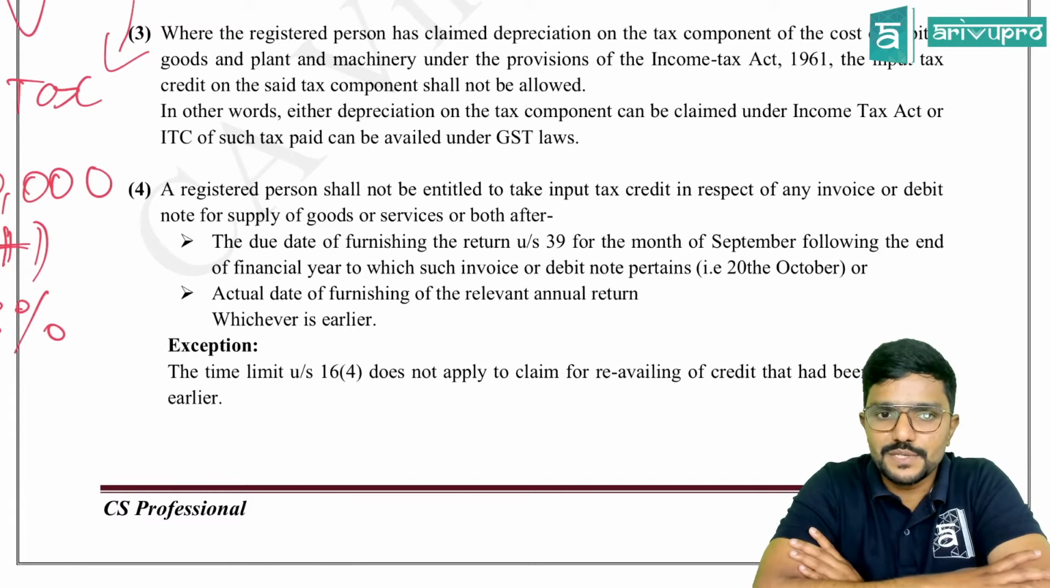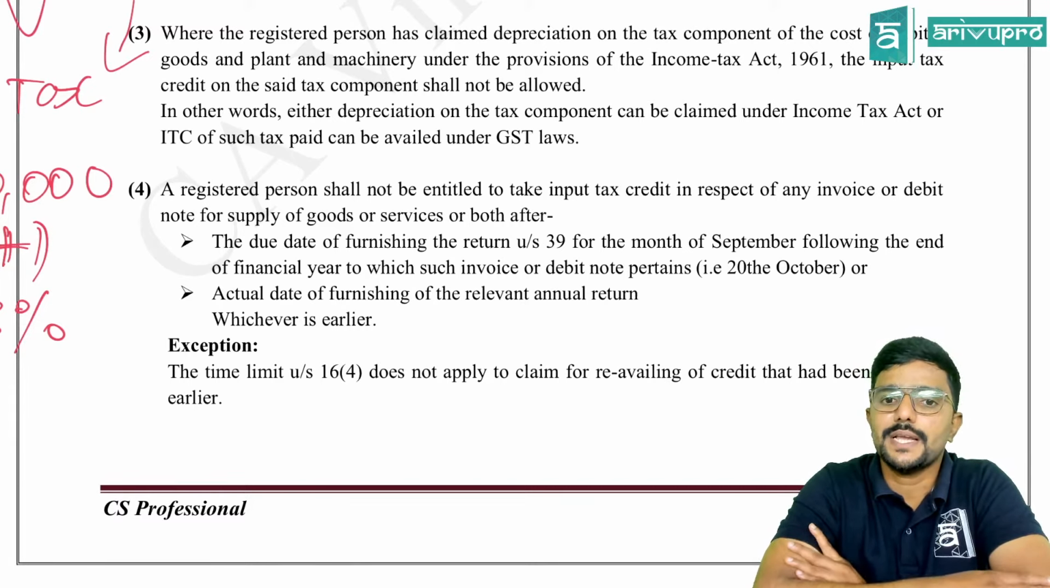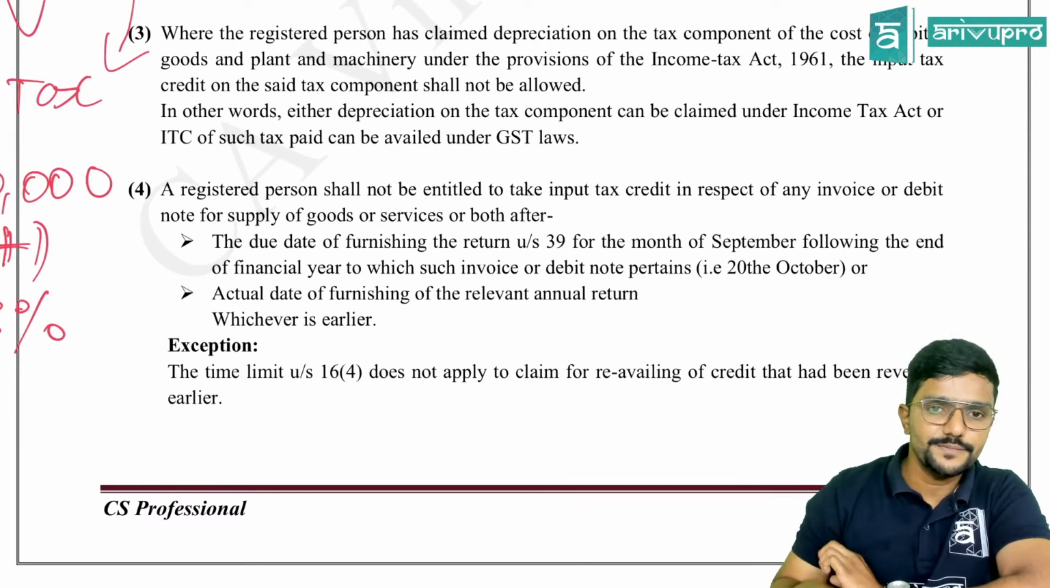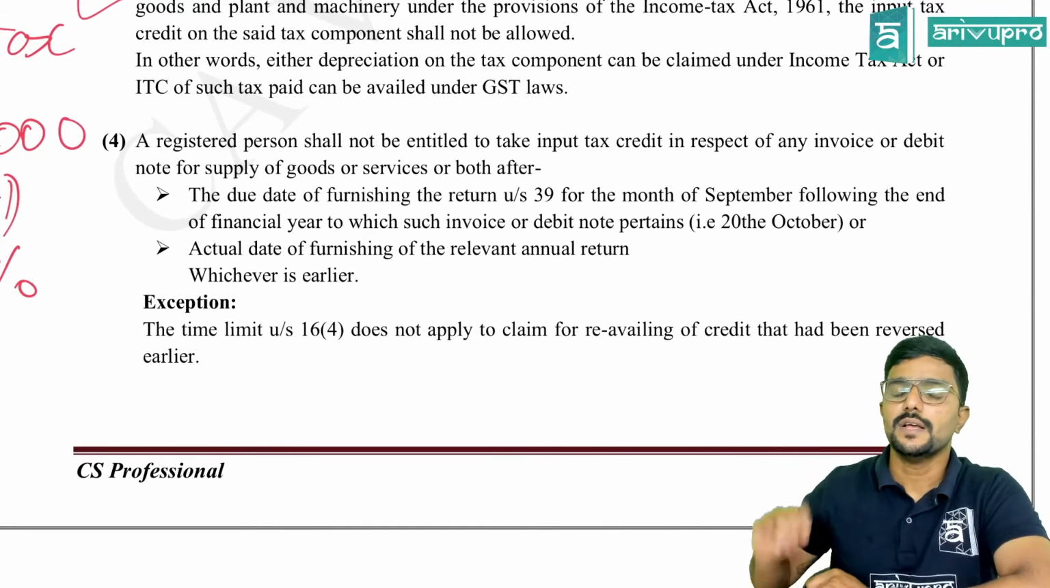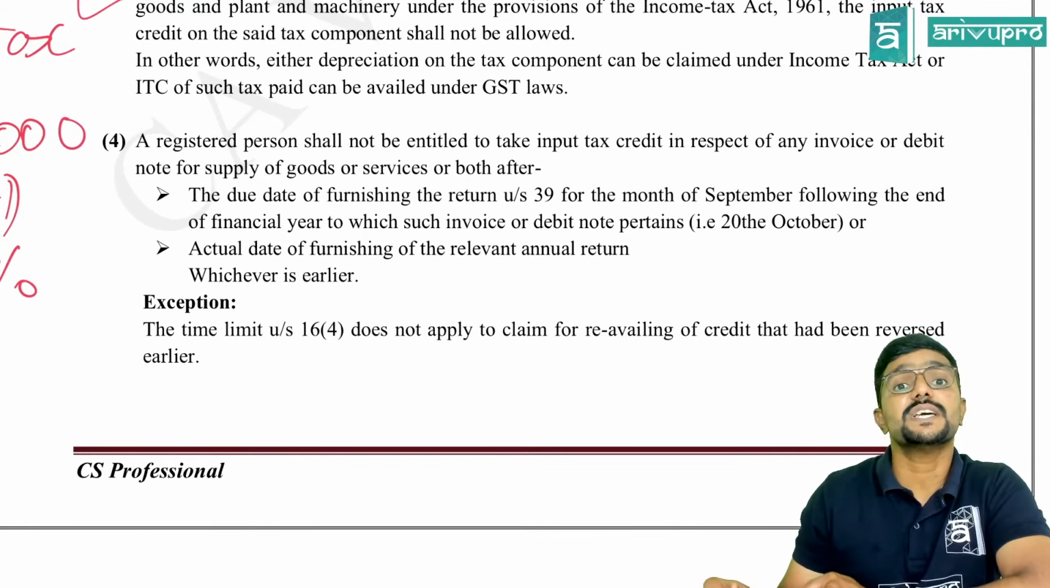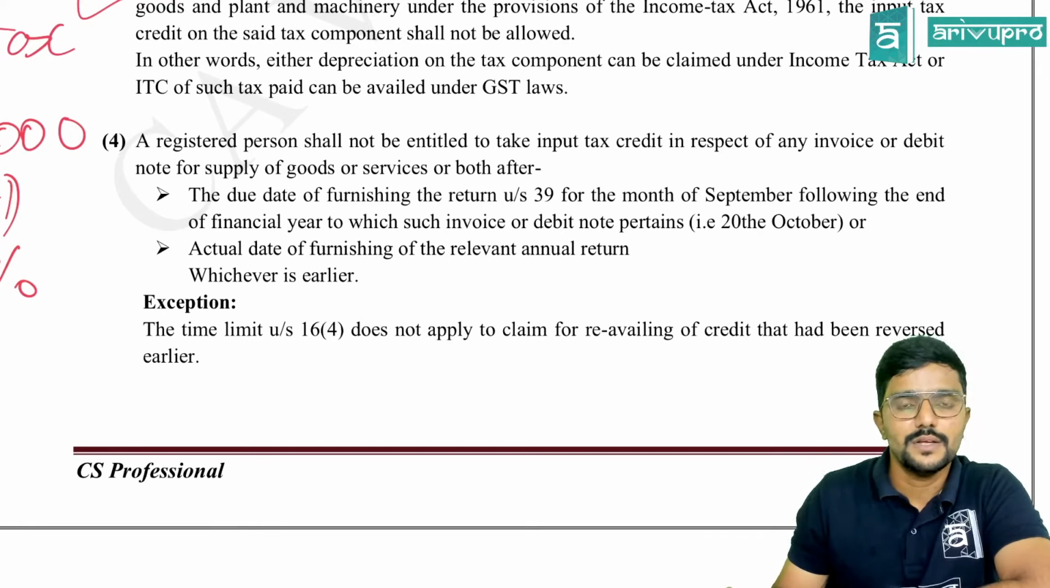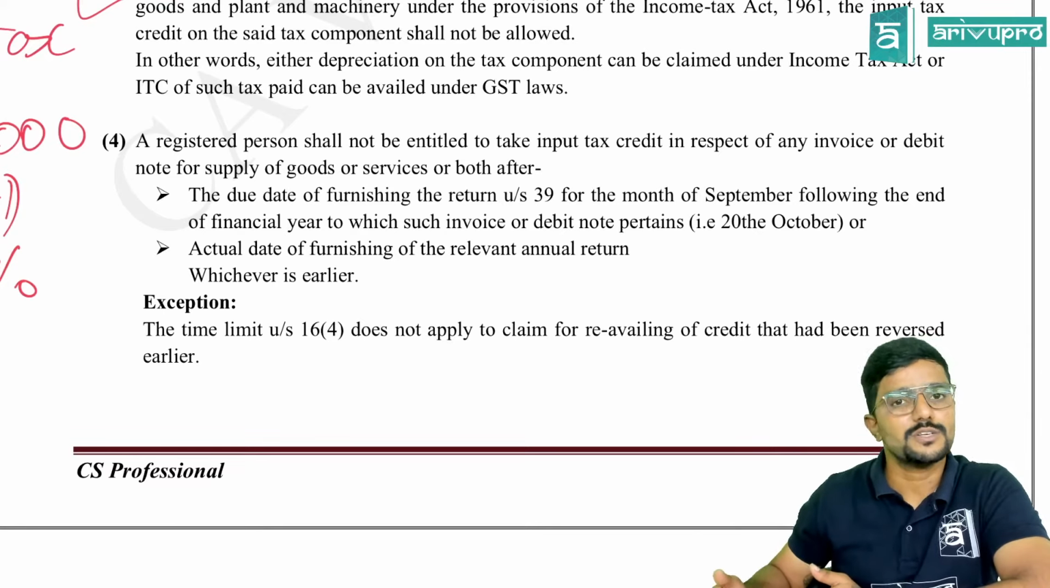A registered person shall not be entitled to take input tax credit in respect of any invoice or debit note for the supply of goods or services, or both, after the due date of furnishing the return under section 39. Section 39 talks about GSTR 3B, guys. Clear? Sections 37 to 48 talk about returns, which we will cover in the returns chapter.